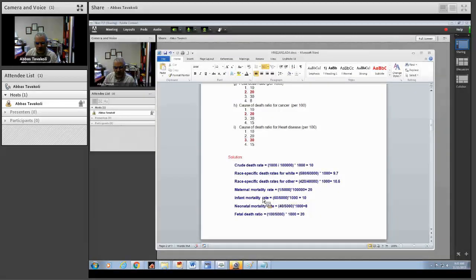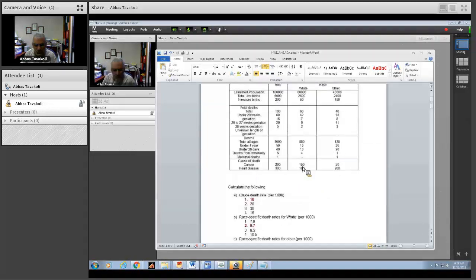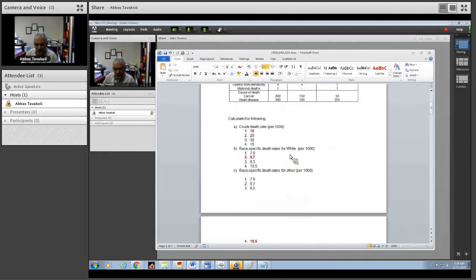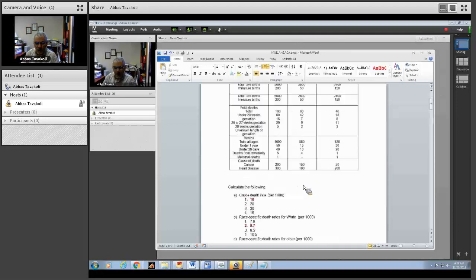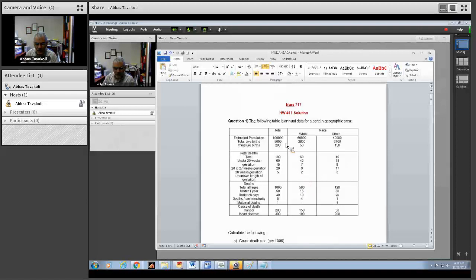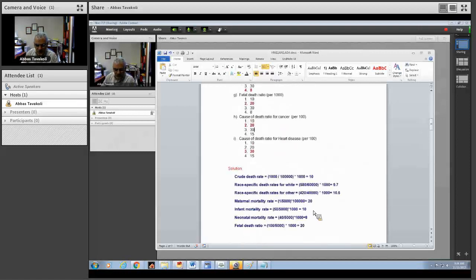Now, the maternal mortality rate. Again, using the right formula for maternal mortality rate, if you look at the formula we have here, the number of deaths during 1 year from maternal death was 1, and your denominator is not the total population, it is the live births, which is 5,000. So you divide by that, you get 20.